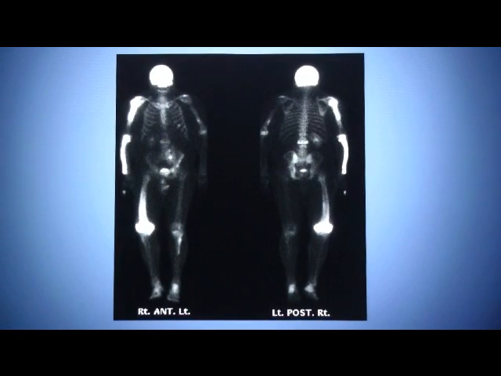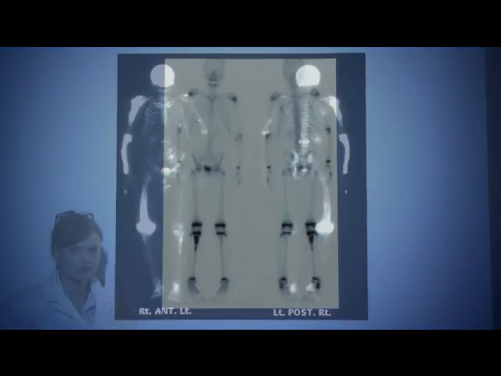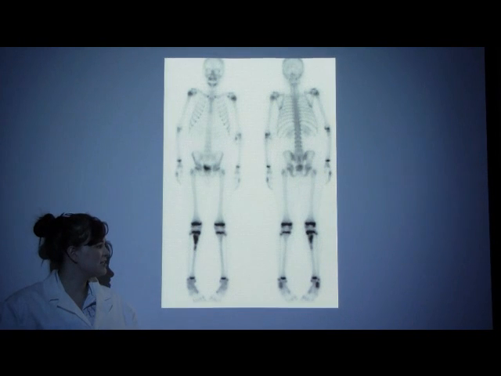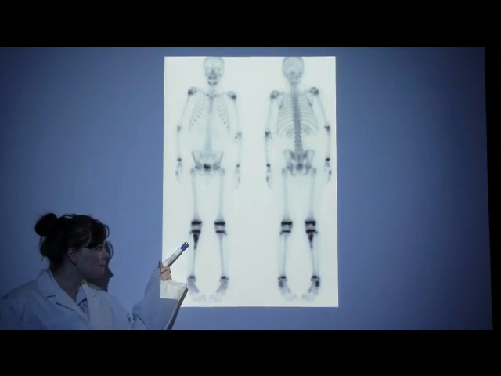Here is yet another example of Paget's disease. This patient has it in his head, arm, and leg regions. In this bone scan, the patient has an osteosarcoma of the right tibia.